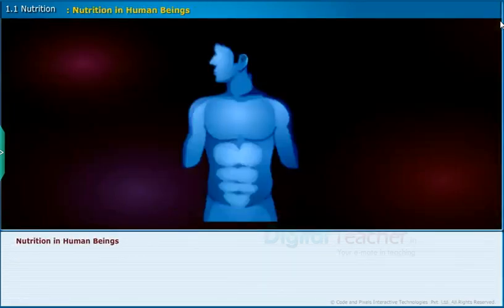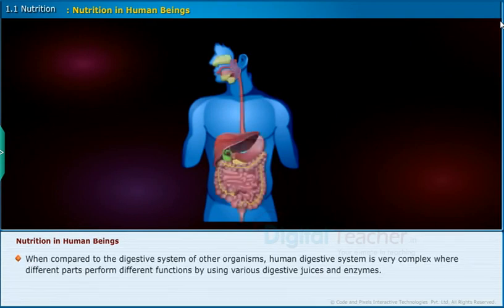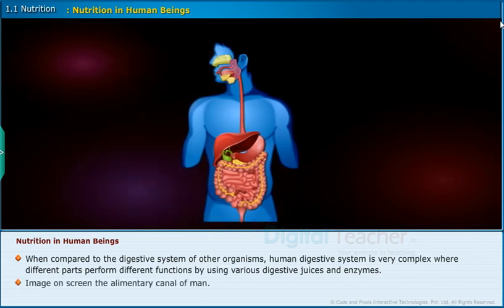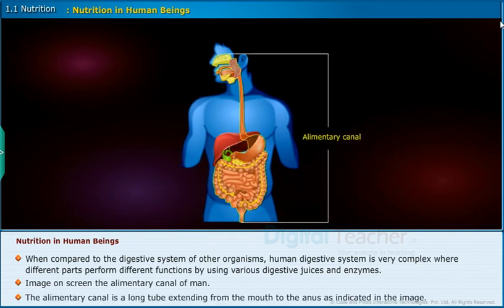Now, let us learn about nutrition in human beings. When compared to the digestive system of other organisms, the human digestive system is very complex, where different parts perform different functions by using various digestive juices and enzymes. Image on the screen shows the alimentary canal of man. The alimentary canal is a long tube extending from the mouth to the anus, as indicated in the image.